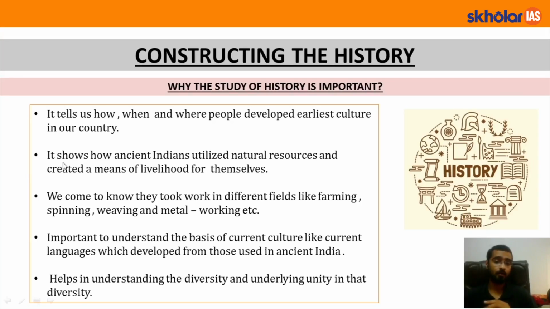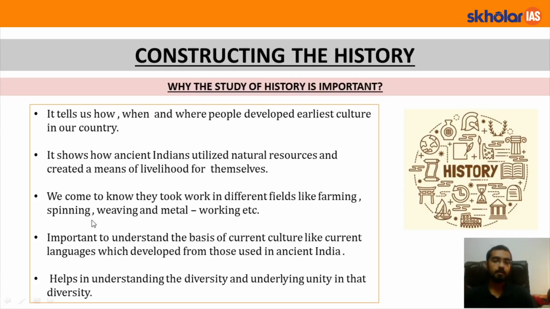We also come across various fields that these people took jobs in, like farming, spinning, weaving, metalworking. Now, for these people to take jobs in these varied fields, they needed one prerequisite, that is food sufficiency. Before the development of agriculture, all the people used to do at that time was hunt and gather food so that they were able to live their life. After the development of agriculture, once they were food sufficient, they produced surplus, and that is when people took jobs in these varied fields like spinning, weaving, and metalworking. I hope this is clear.